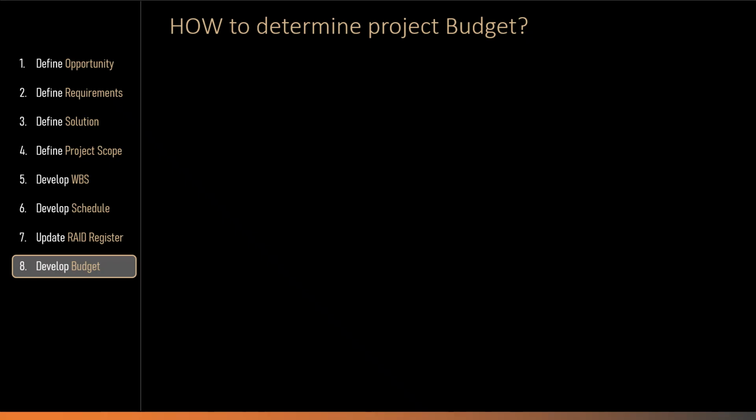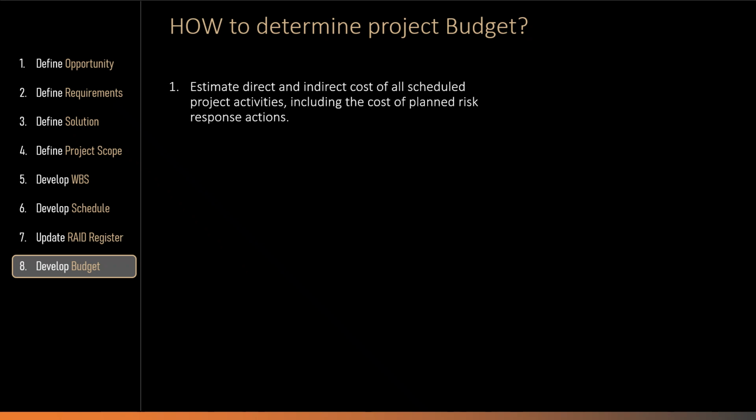How do we determine the project budget? Project activities and resources required to perform them are identified during the project schedule development step. To develop the project budget, we must first estimate the direct and indirect cost of all scheduled project activities, including the cost of handling planned risk response actions.